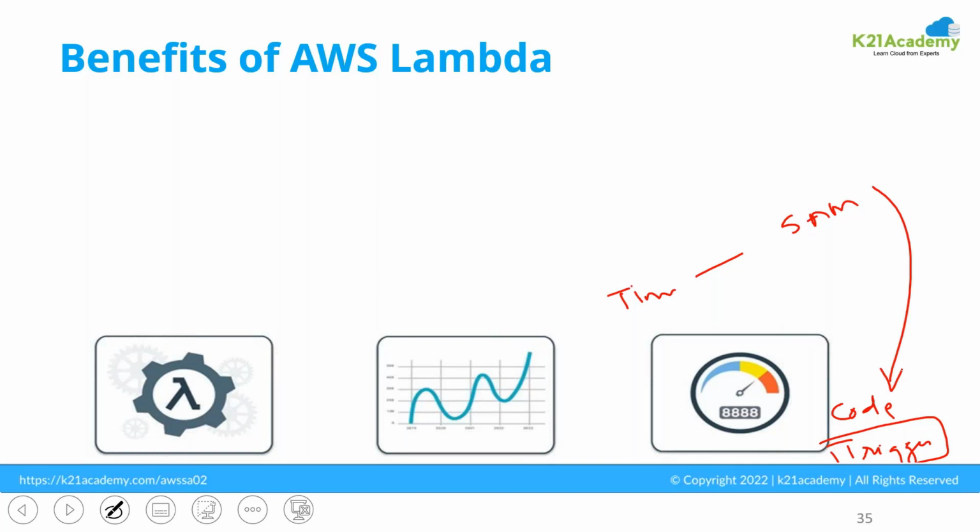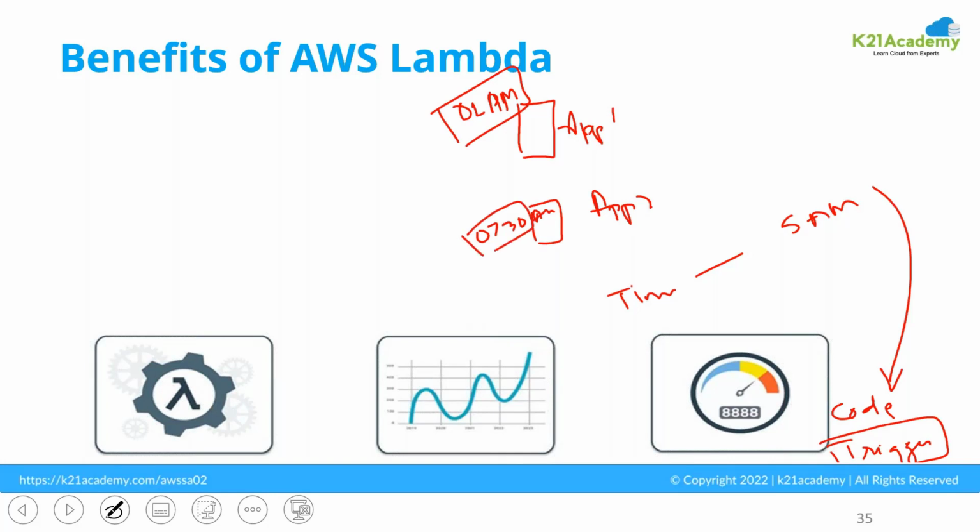Like suppose I have EC2 instances, app server 1 and app server 2. I want that these servers should get shut down at 1 a.m. and should get started at 7:30 a.m. in the morning. I want this particular feature to be configured that at 1 a.m. at night, the server should get shut down and at 7:30 in the morning, they should come up. I want this thing. So I will create a time-based trigger.